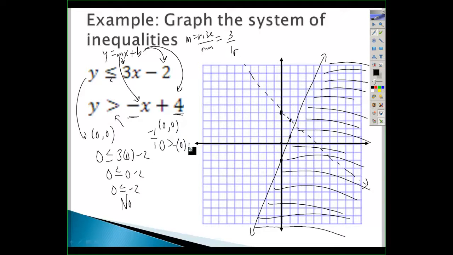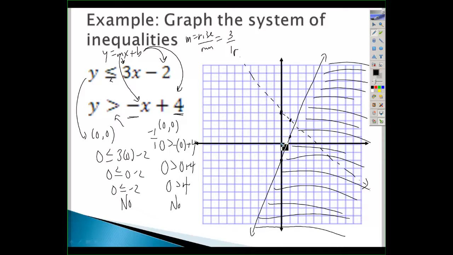0 is greater than -0 plus 4. Is 0 greater than 0 plus 4? I'm going to say no. 0 is not greater than 4. I'm looking at this dotted line because 0, 0 is not a solution.